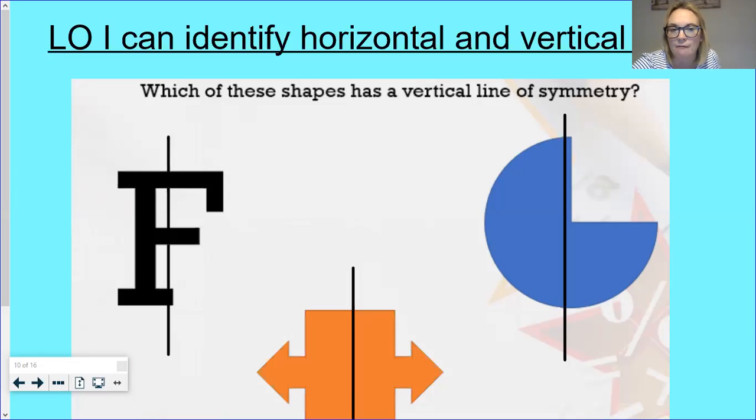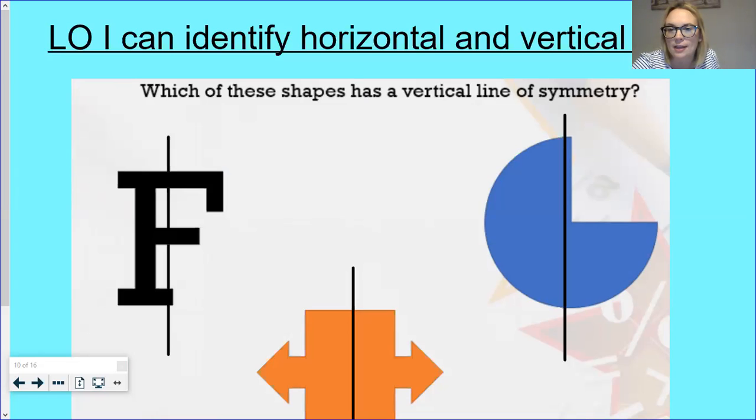Now, the capital F. Is that the same on both sides of that vertical line? Is it a line of symmetry? No, it's not. If you put a mirror on that line and you reflected it, you wouldn't get an F, you'd get a different shape. So that is not a vertical line of symmetry. It's not exactly the same on both sides of the line.